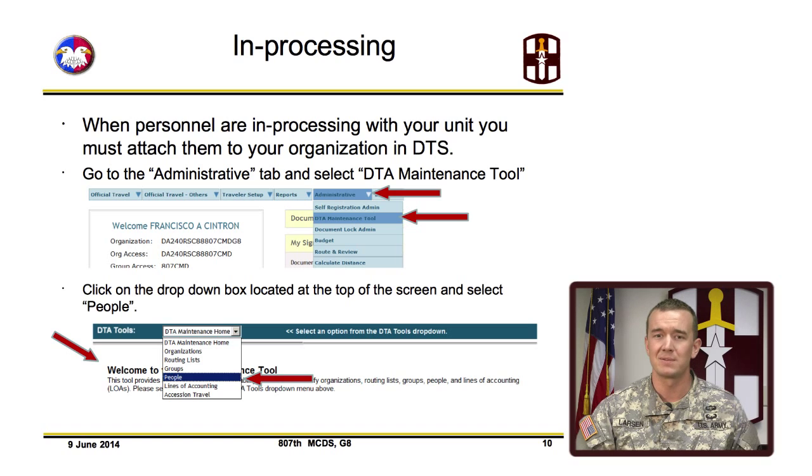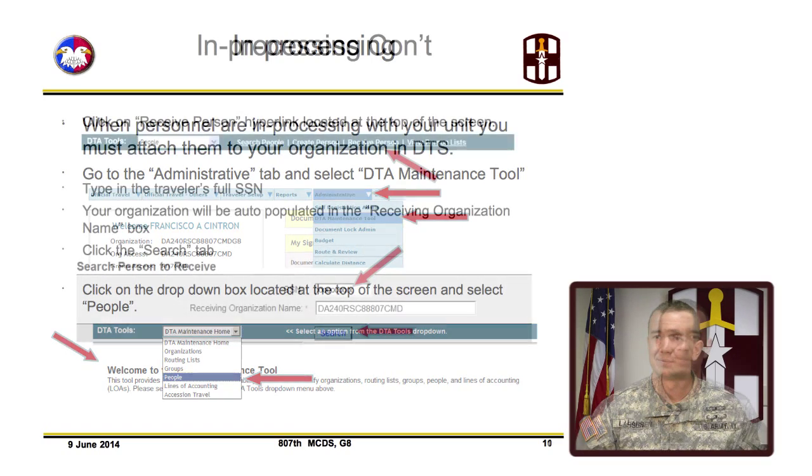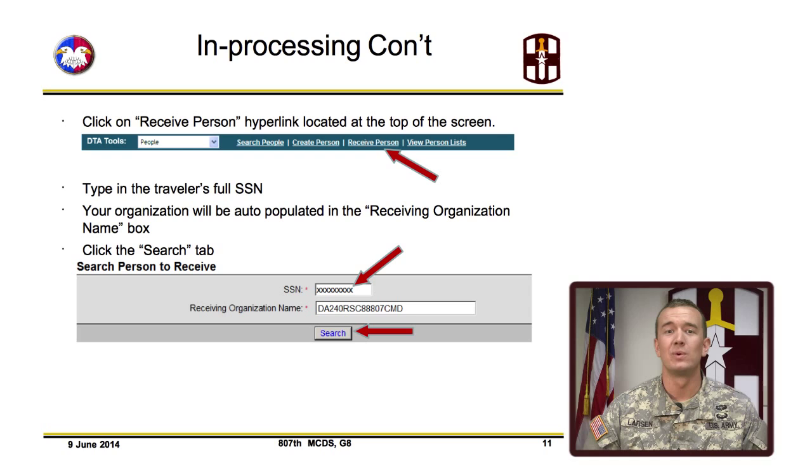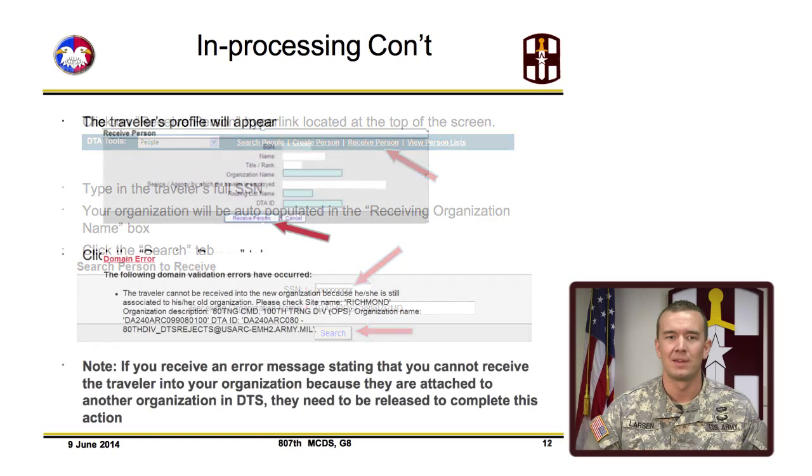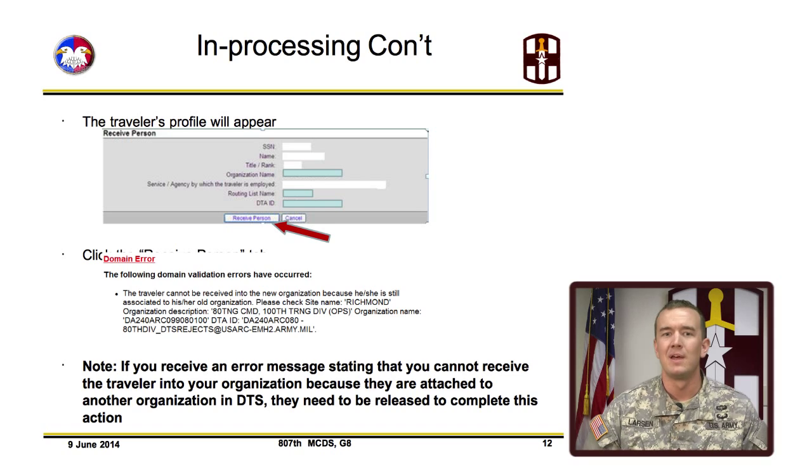Go to the Administrative tab and select the DTA Maintenance tool. Click on the drop-down box located at the top of the screen and select People. Click on the Receive Person hyperlink located at the top of the screen. Type in the traveler's full social security number. Your organization will auto-populate in the Receiving Organization name box. Click the Search tab. The traveler's profile will appear. Then click on the Receive Person tab.